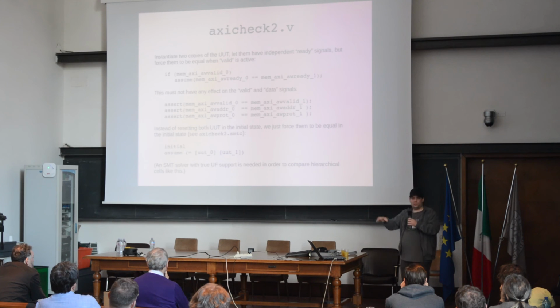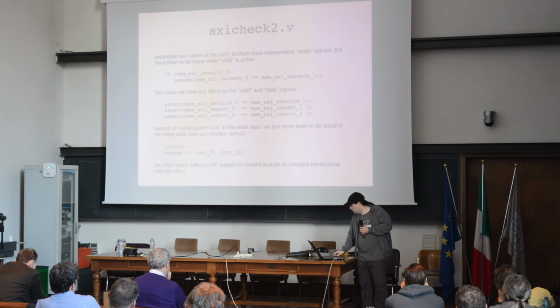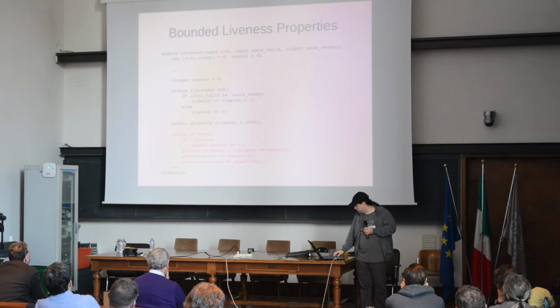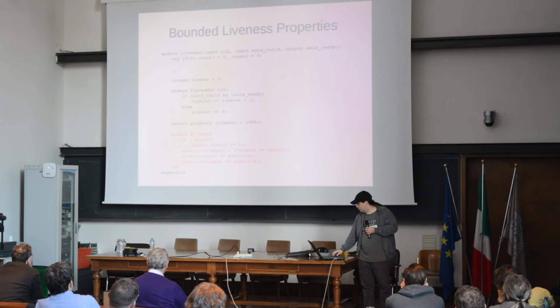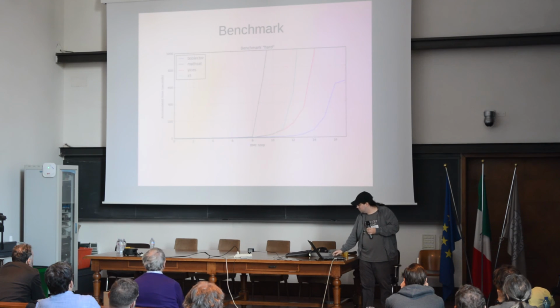Essentially, I make two instances. They are the same. They start up in the same state, and then one of them sees a rising edge on ready, the other one doesn't, and they must not diverge in their behavior. You can also check liveness properties if you want, and there are some tricks to make this work for real-world examples. And I've also done some benchmarks that I'm not really showing you now.